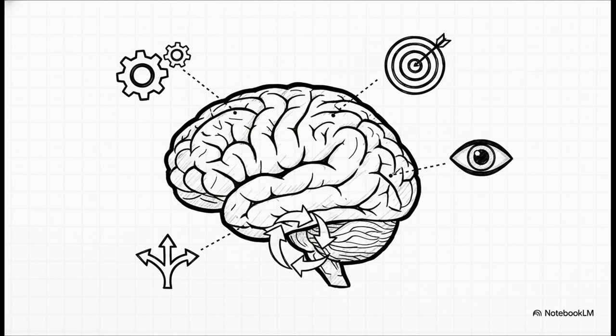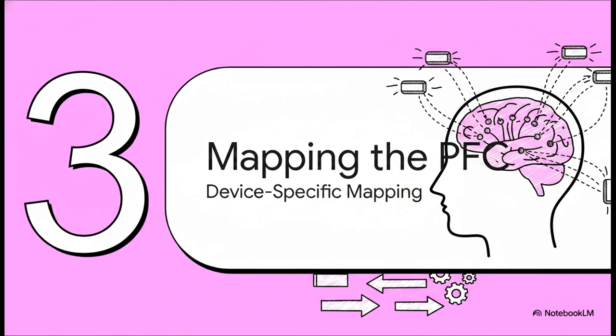First up, we've got executive control and adaptability, which are both tied to Brodmann areas 8, 9, and 46 to handle things like decision-making and cognitive flexibility. Then we have strategic planning in BA10, visual attention in BA8, and finally, uncertainty processing, which covers areas 44, 45, and 47 for whenever the brain is dealing with ambiguity. All right, moving to Section 3, mapping the prefrontal cortex.